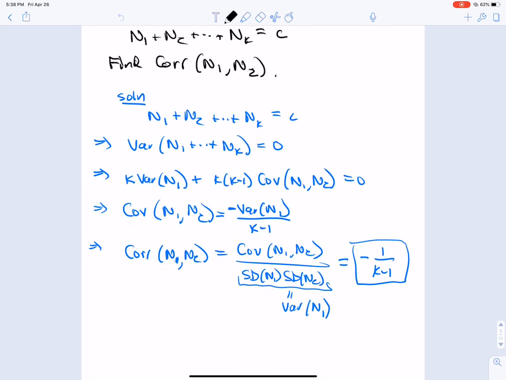And then the correlation is the covariance divided by SD of N1 times SD of N2. But N1 and N2 are equally distributed, so that product is just the variance of N1, and we get the covariance of N1, N2 over the variance of N1. Now the covariance of N1, N2 is just minus the variance of N1 over k minus 1. So the variance of N1 cancels out.